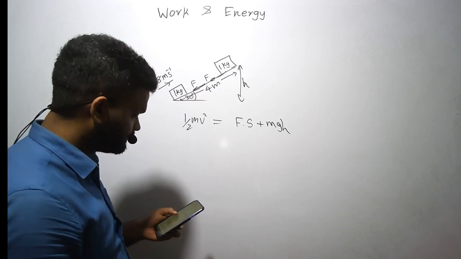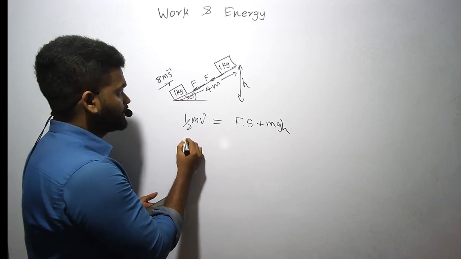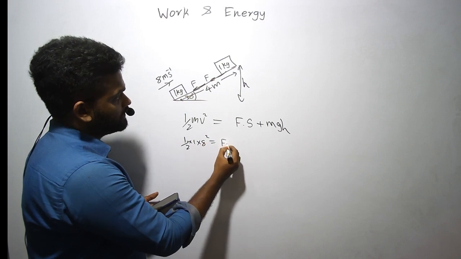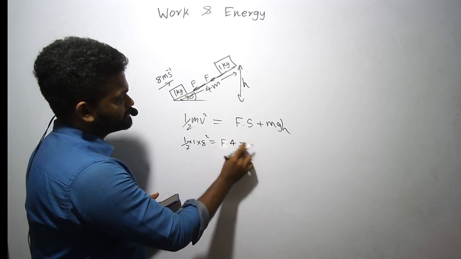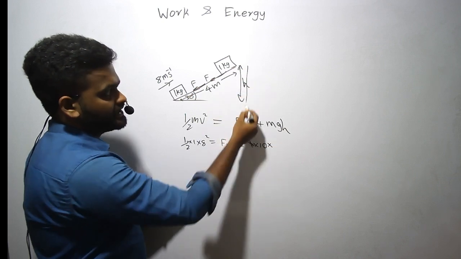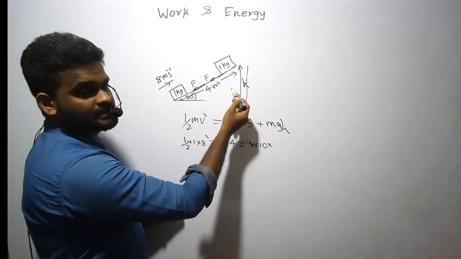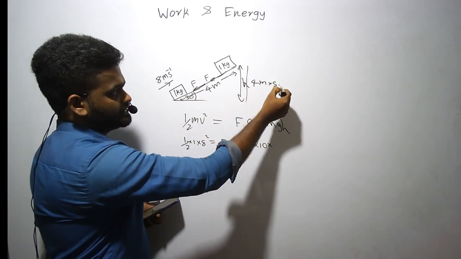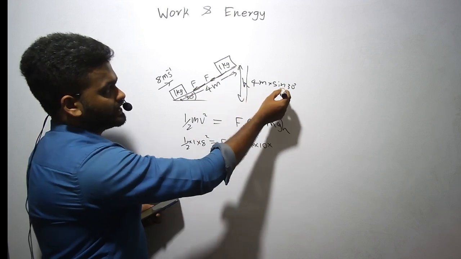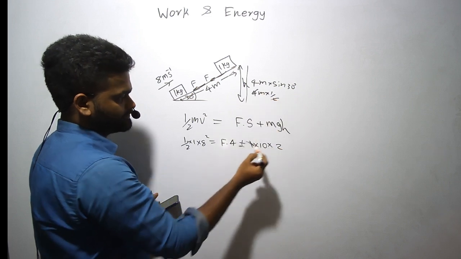Okay, let's see. So what they ask is F. I'll keep substituting. v squared is 8 squared, half m v squared. Distance is 4, F times 4, plus mass is 1, g is 10. What is the height? 4 meters times sine 30, right? Height is 4 meters times sine 30. This is the opposite side. Sine 30 is half, 4 meters times 1 over 2. So it is 2 meters.